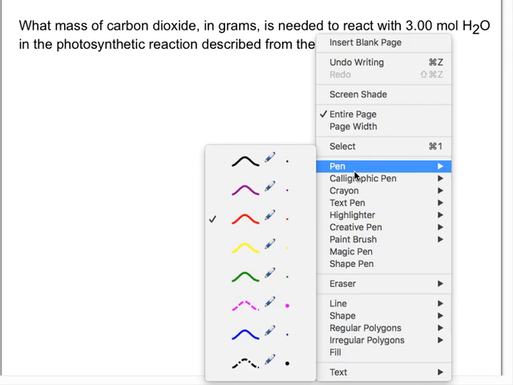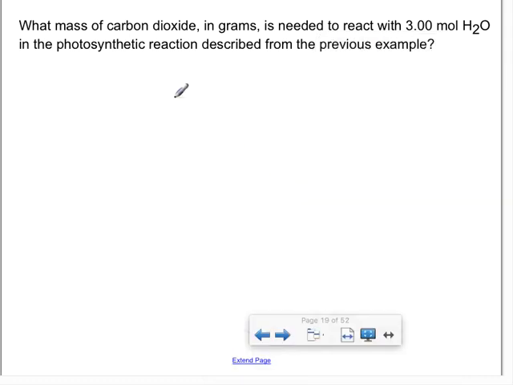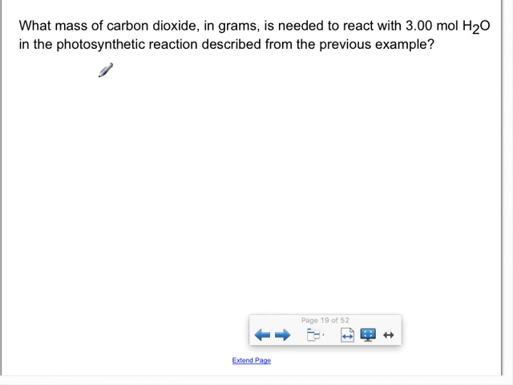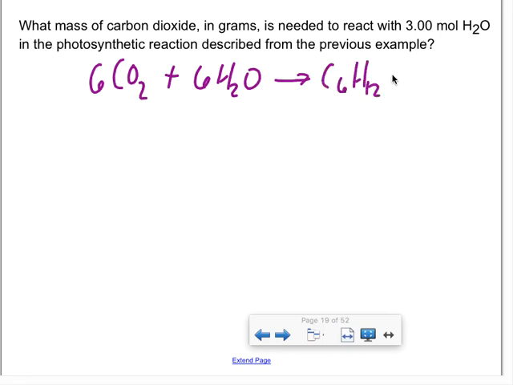And it's still using the same photosynthesis equation. So if I just go back and just look at that, 6 CO2 plus 6 H2O yields C6H12O6 plus 6 O2. So I already know this is balanced. So my second step is, figure out what you're given and set up your mole ratio and the molar mass of what you're trying to find.